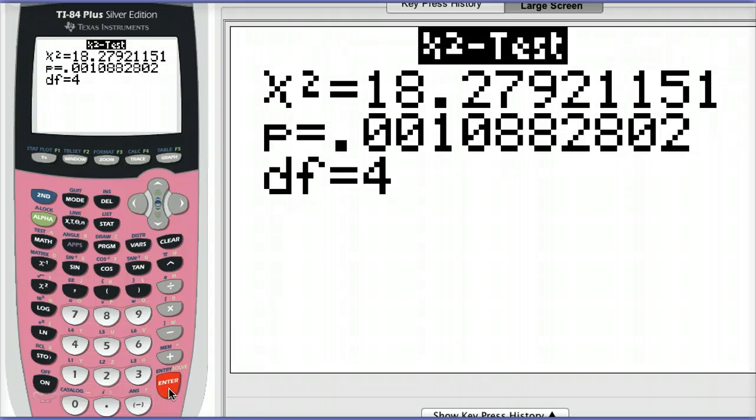Notice the degrees of freedom was calculated for us. It's rows minus one times column minus one. So 3 minus 1 is 2 times another 3 minus 1. That's 2 times 2, or 4. And we have a p-value of 0.001.